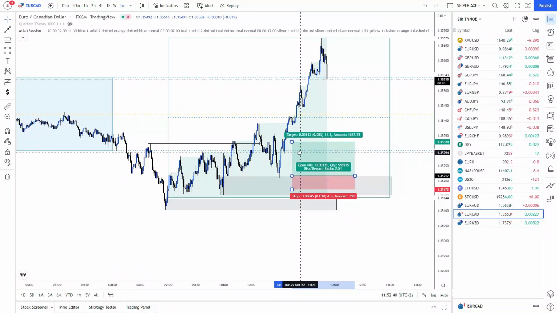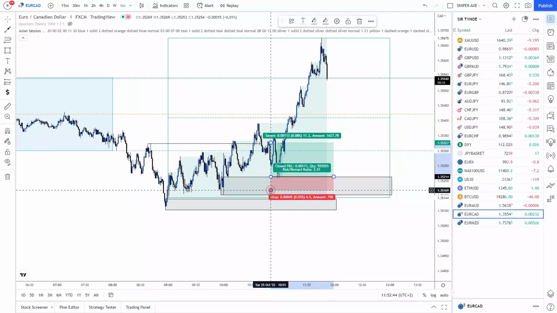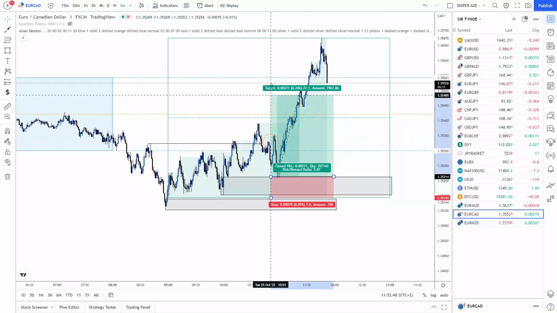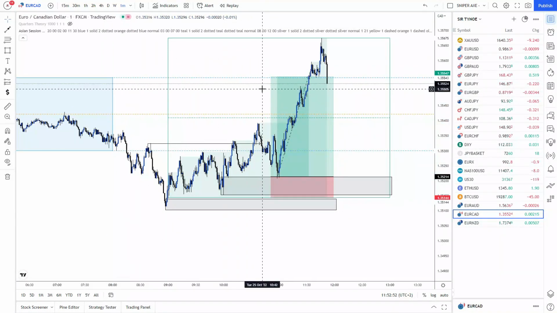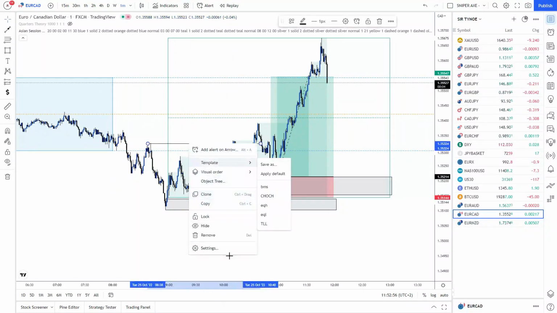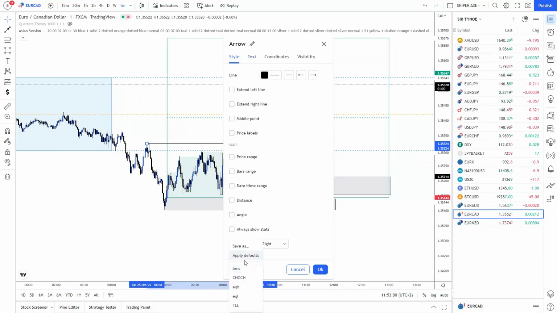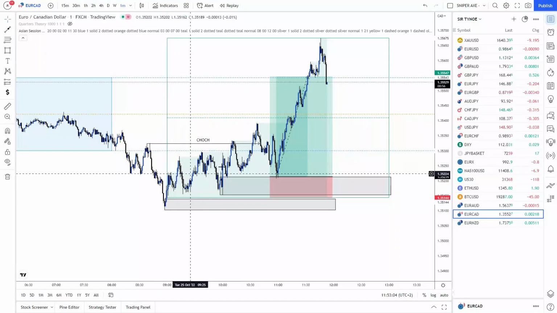Okay, so this was our risk region. Then our target, like I've said, you are targeting the what? The Asian high. This one. That's your first target, that's your first TP. So on this trade, you had a church here. You had a church right there. Then this is an RT.